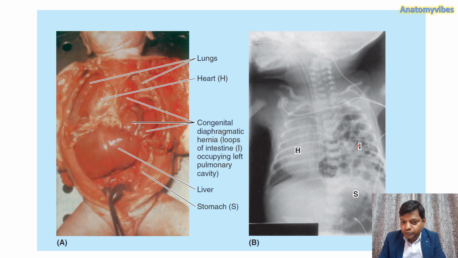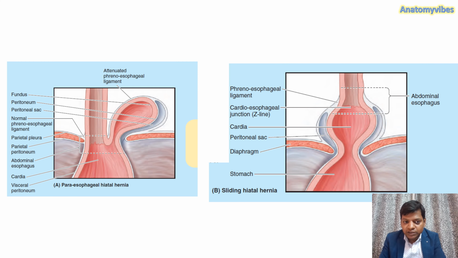Again the same thing, loops of intestine inside the thoracic cavity, this black portion which you can see. Now here you can see the hiatus hernia. Sliding means along the esophagus stomach is going up, and here by side of the esophagus stomach is going up in the thoracic cavity. So this is rolling type of hernia, or you can say paraesophageal type of hiatus hernia.